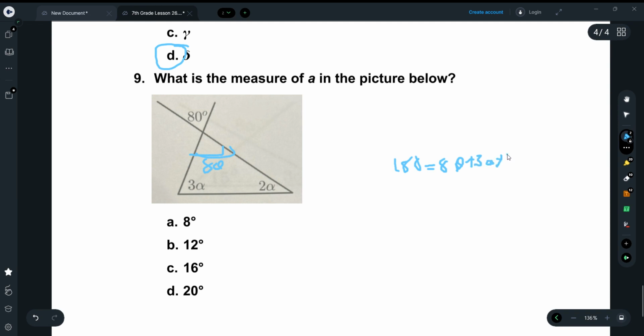3a plus 2a, and so you get 180 equals 80 plus 5a. Then from there, you subtract 80, and you get 5a equals 100, and you get a equals 20.